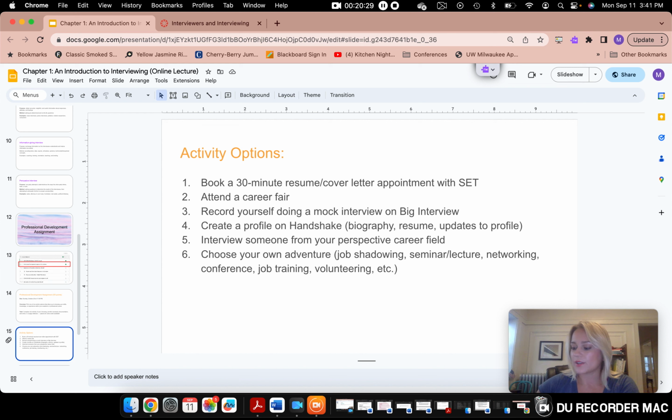What you're going to do is set up a 15 to 20 minute interview. It could be in person or virtual. You're going to pick a career professional that you want to learn more from, and you're going to ask them questions related to their job duties, their career path, any sort of career advice that you want to know from them. You're going to develop an interview guide, which is your list of questions. You're going to submit that along with proof of the interview, so something like an email confirming that you have the interview set up, and then a reflection afterwards.